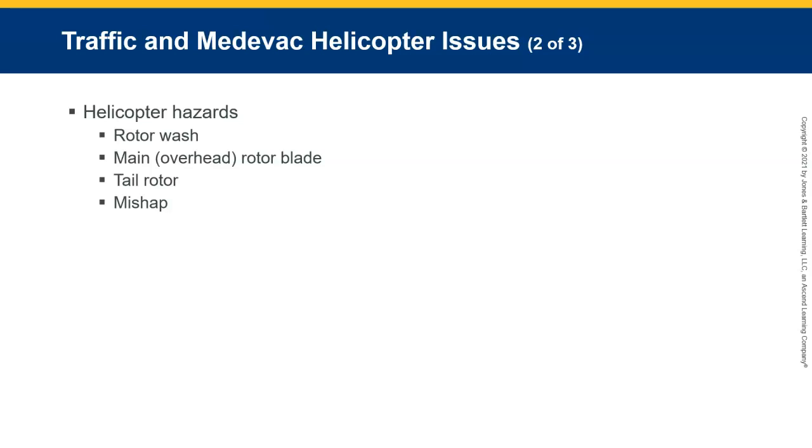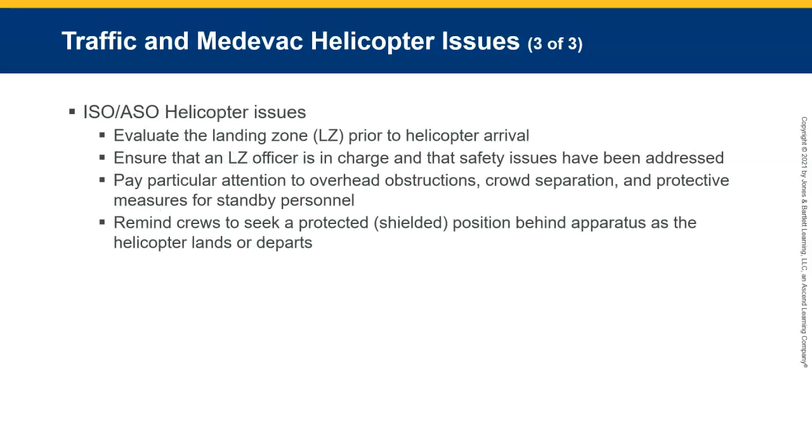So mishaps are pretty common with that, but some of the ways to avoid that, obviously we want to keep anybody who doesn't need to be in that landing zone out of it. The landing zone officer is going to have some safety issues to address. Communication with the pilot, communication with the crew is going to be the easiest way to remedy this. We have local ways of getting in touch with AirMed. I can't think of any other helicopters that would be coming to our area unless there's some massive extraordinary circumstance, and we would just have to cross that bridge when we get there.